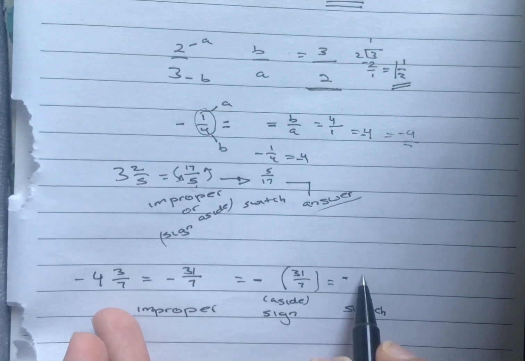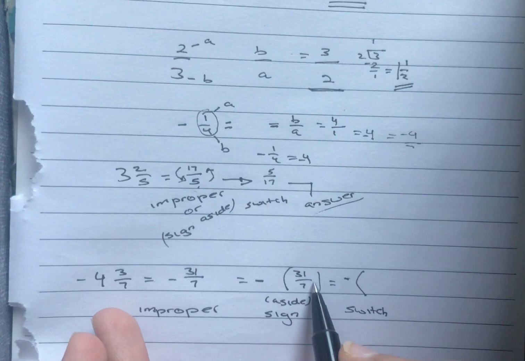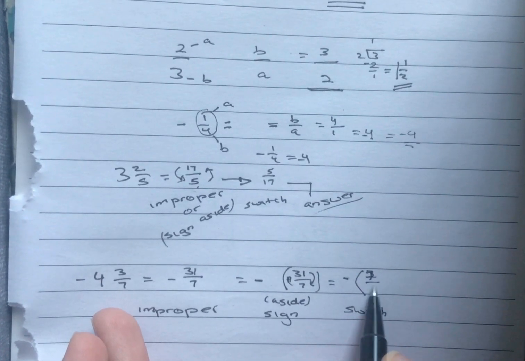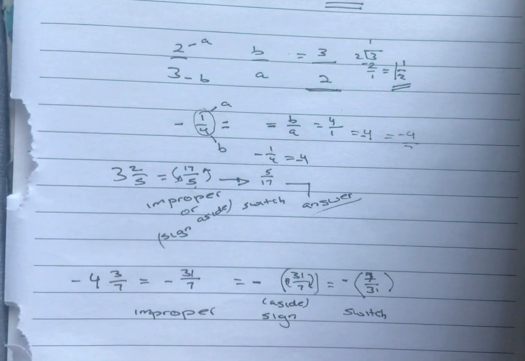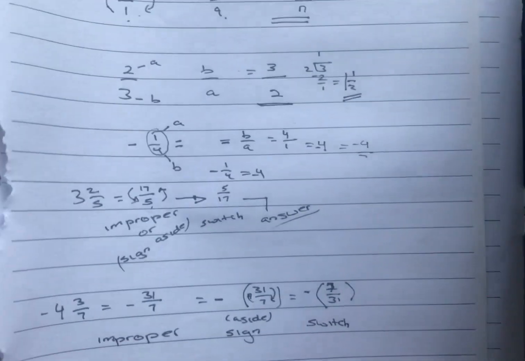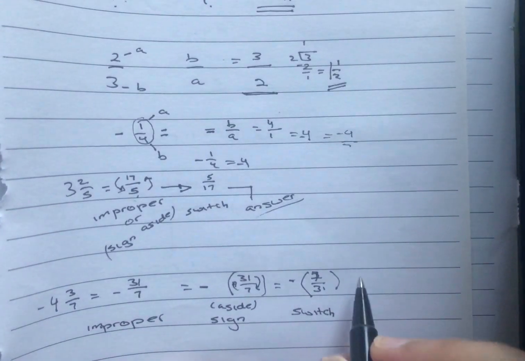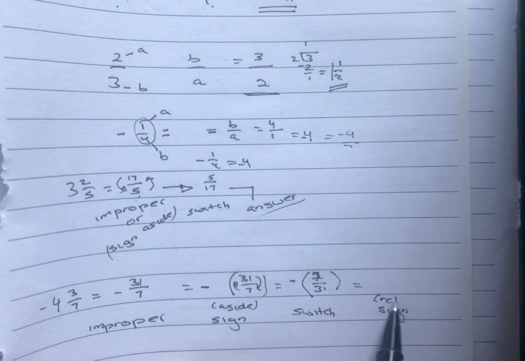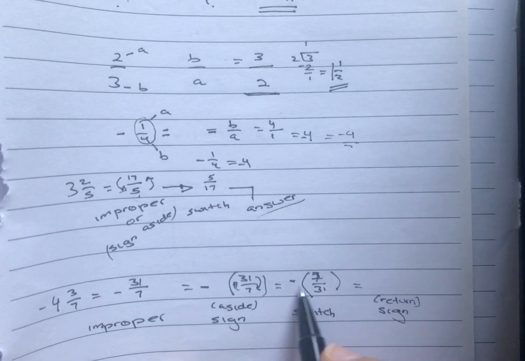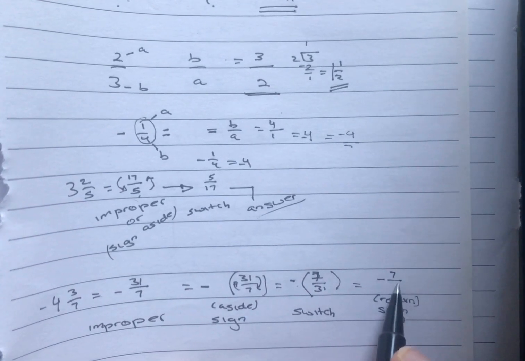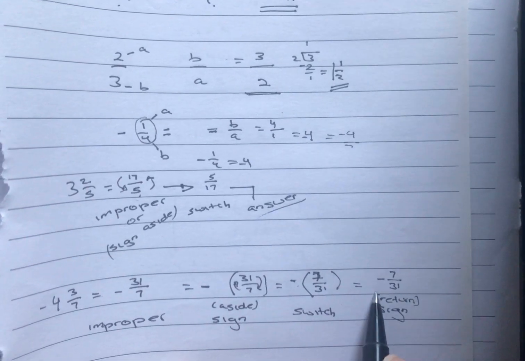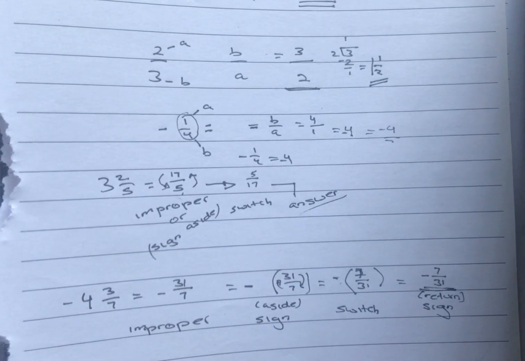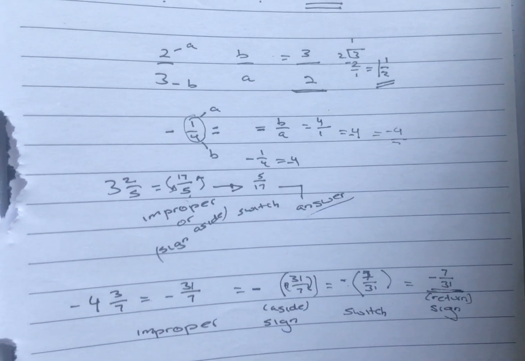This will go here while this one will go up. 7 over 31. Now since you have 7 over 31, you return the sign. So when you return the sign, you have negative 7 over 31. So that's your answer. So 4 simple steps that you need to follow to get the right answer, in fact.